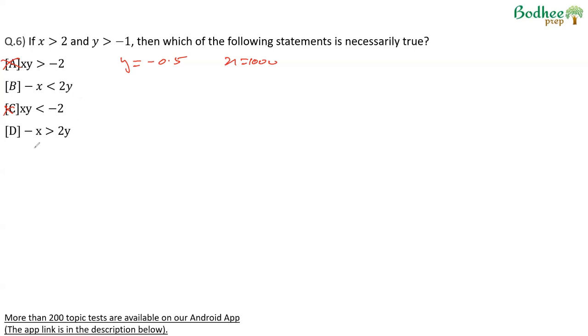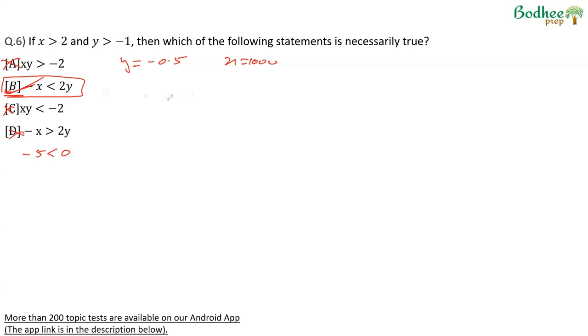If I put x as 5, minus x will be -5. And if you put y as 0, 2 into y will be 0. So minus x is less than 2y. This is not necessarily true, and therefore B remains. That is my answer. Always try to prove false so that it is not necessarily true.